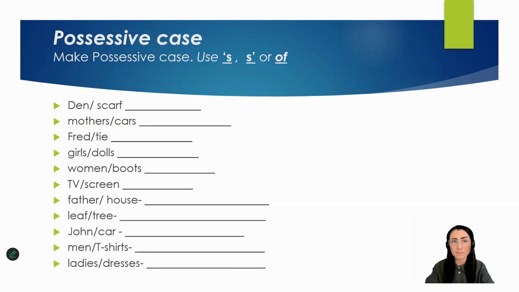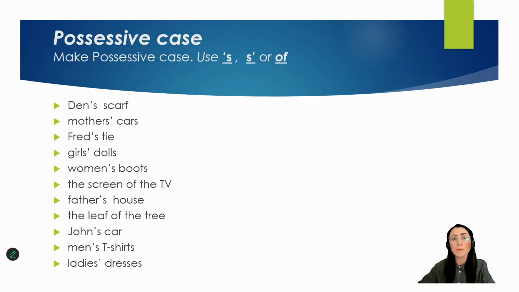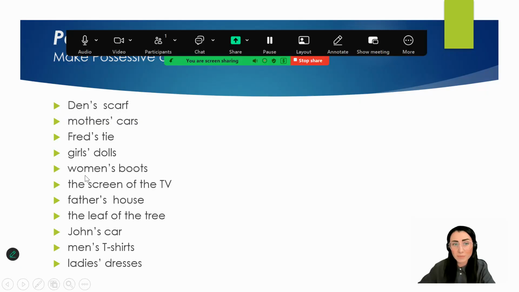Correct answers: Dan's scarf, mother's cars, Fred's tie, girls' dolls, women's boots, the screen of the TV, father's house, the leaf of the tree, John's car, man's t-shirts, ladies' dresses. Do you remember why did we put apostrophe s with some plural of nouns, like women's boots or men's t-shirts?